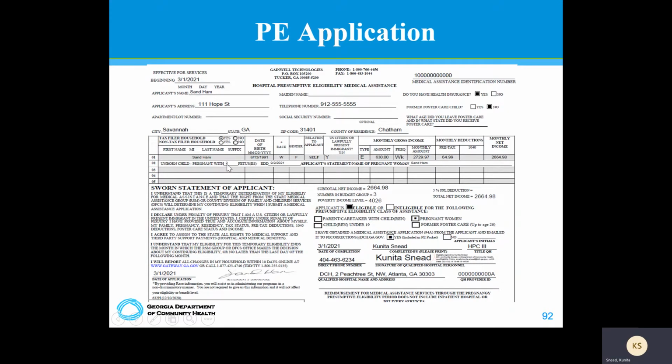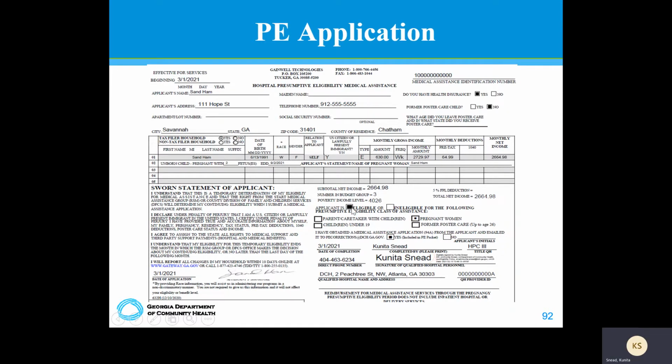Her pregnancy information is on line 2. She's pregnant with 2, due September 2nd, 2021, and then her name still goes right here on this line. There's nobody else to add on this application, so we'll go down here to where it says subtotal net income. It's everything in this column right here, so it's $2,664.98. Number in the budget group is 3 because it's her plus the twins. The income limit for a budget group of 3 for pregnant women is $4,026. We do not have to subtract the 5% deduction, so that field will be left blank, and your total net income is still $2,664.98.